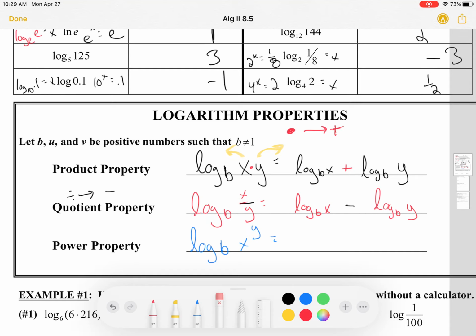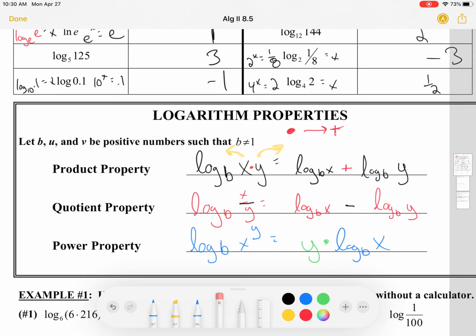Okay, last but not least, the power property. This one, I wouldn't even say it's confusing. So if we have log base b of x to the y power, what we do with this y, oh boy, I want to undo that. What we do with this y is it comes out front and it becomes multiplication. So this is y times log base b of x.